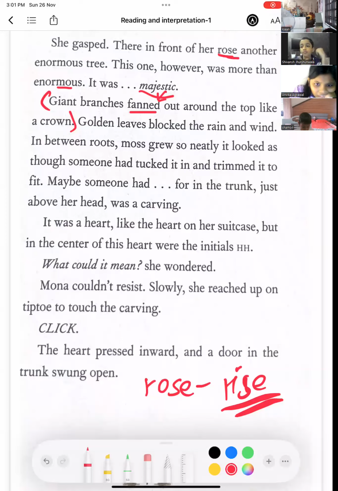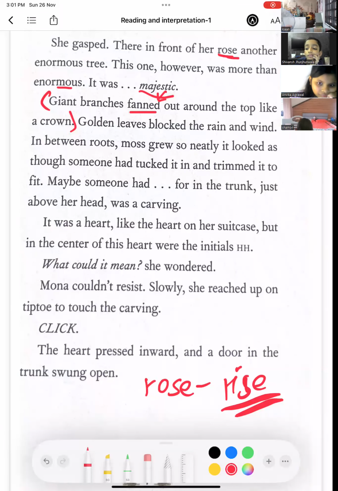Someone told me giant. Even giant is present, because giant branches fanned out around the top like a crown. Yes, Anvika, you are right. So, fanned out, what does it mean? Spreading out, like spread all over. Yes.